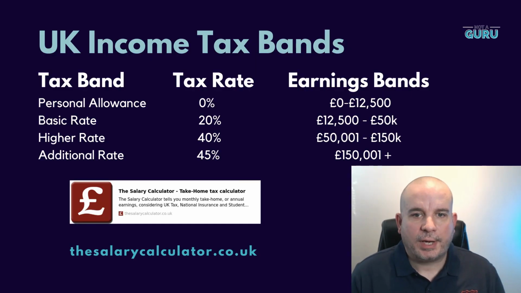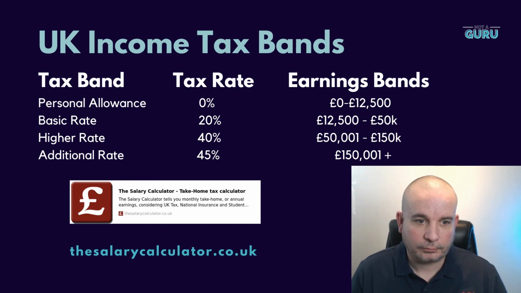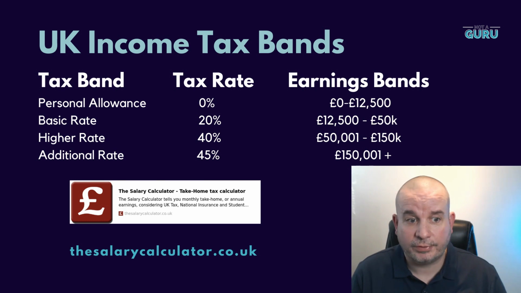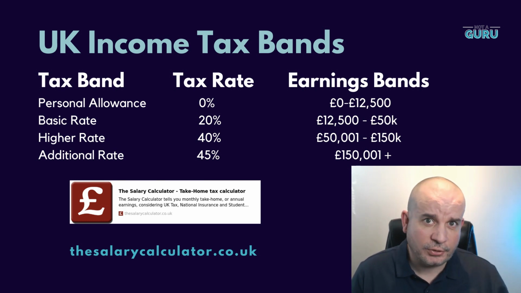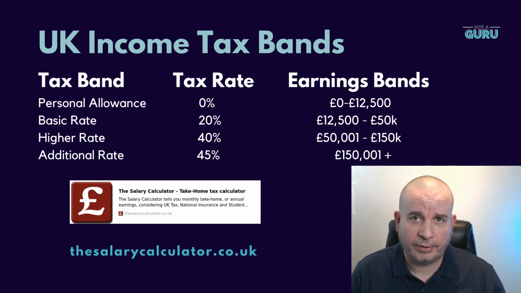So UK income tax bands, there are 4 bands. So you've got your personal allowance, which is the amount you're allowed to earn without paying any tax on it at all. And for most people, that's £12,500, but there are some things that can bring that down, which we'll talk about later. Then you've got the basic rate, which is 20%, and normally that's between £12,500 and £50,000. And then the higher rate, which is 50,000 to 150,000. And then the additional rate is if you earn over 150,000.